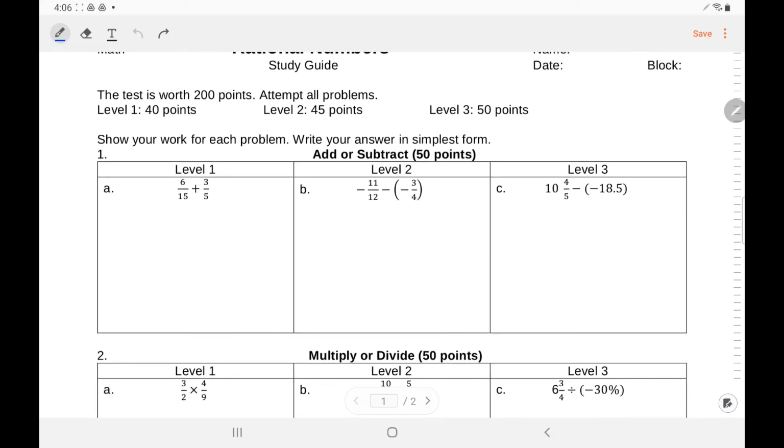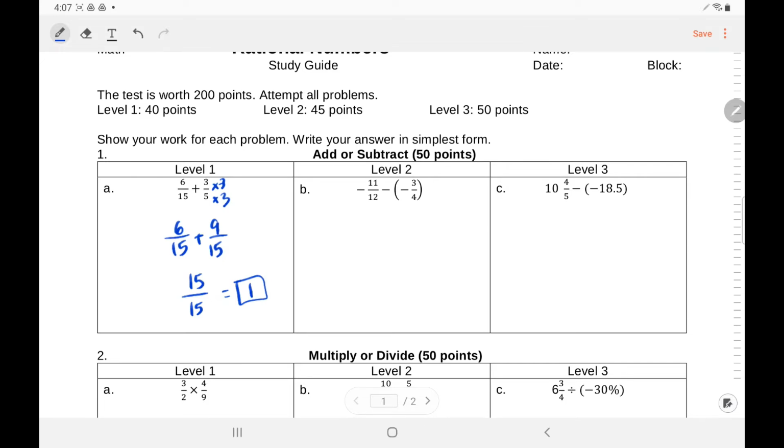So we have 6/15 plus 3/5. Whenever we're adding or subtracting fractions, we want to have a common denominator. In this case, our common denominator will be 15. So we want to multiply the second fraction by 3 each, because both the 6 over 15 and 9 over 15 will now have the same denominator. So we now have 6/15 plus 3 times 3 is 9, 5 times 3 is 15. So 6/15 plus 9/15 is going to give us 15/15, which can be simplified to 1 whole.